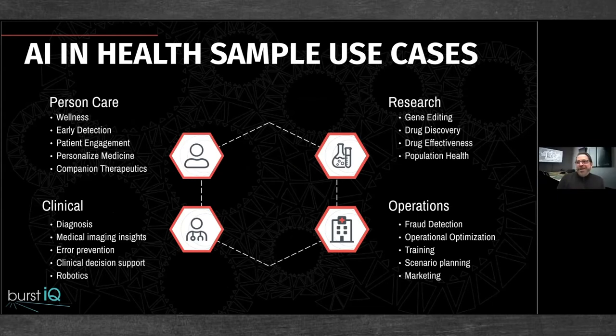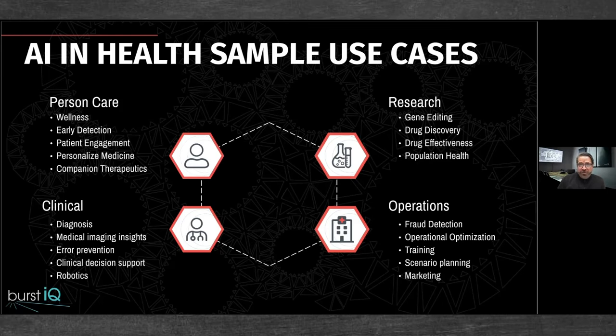Okay, AI and health systems sample use cases. I think you can see these things really start clustering together around what would be more deep learning type applications versus edge intelligence. Over on the right, research, a lot of AI being employed, particularly in the pharma space around gene editing and research, genomics, proteomics, cellular biomarkers, drug discovery, and how drugs interact with us as individuals, drug effectiveness, and of course broader population health.